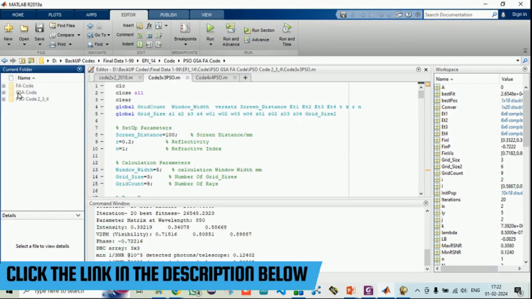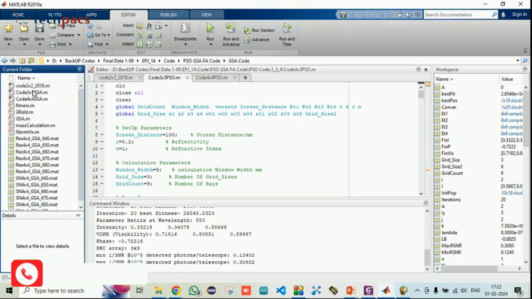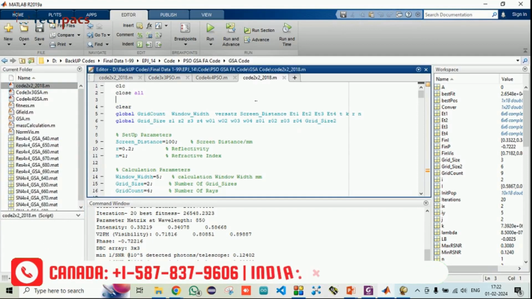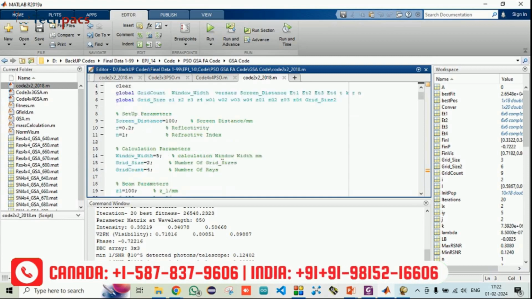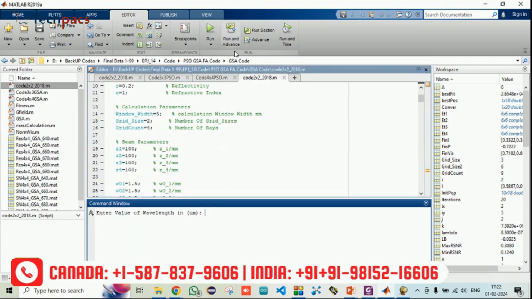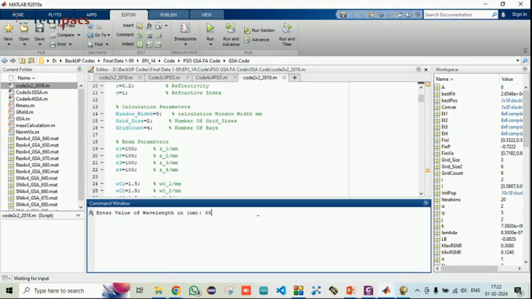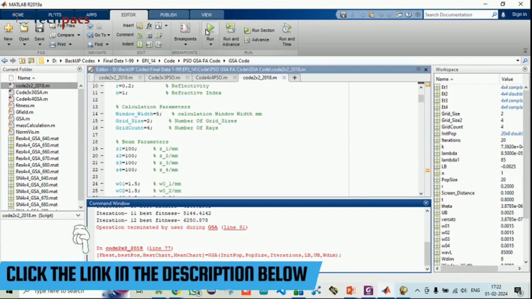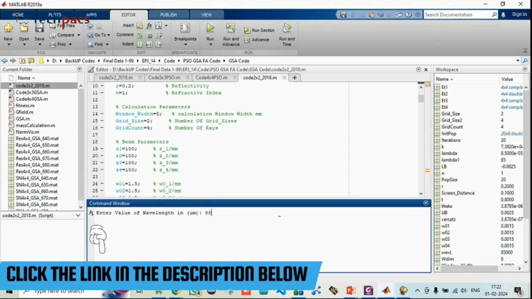Other than the PSO, we do have the GSA also. So we have designed the whole code for the PSO and GSA. Here you can see, as I was running initially for PSO, now it is for the GSA. So we just need to run it again. We need to give the values. Here I just entered 850. I want to enter 850.